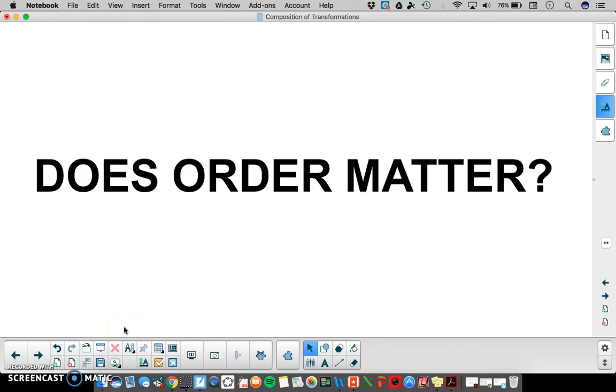And then I want you to go back and look over all of those examples that we've done and ask yourself, does order matter? Does it make a difference if we reflect first and then translate? Does it make a difference if we rotate and then reflect? So consider those and go back and look at each one of them and see if you would end in the same spot if you reversed the order of the transformations.